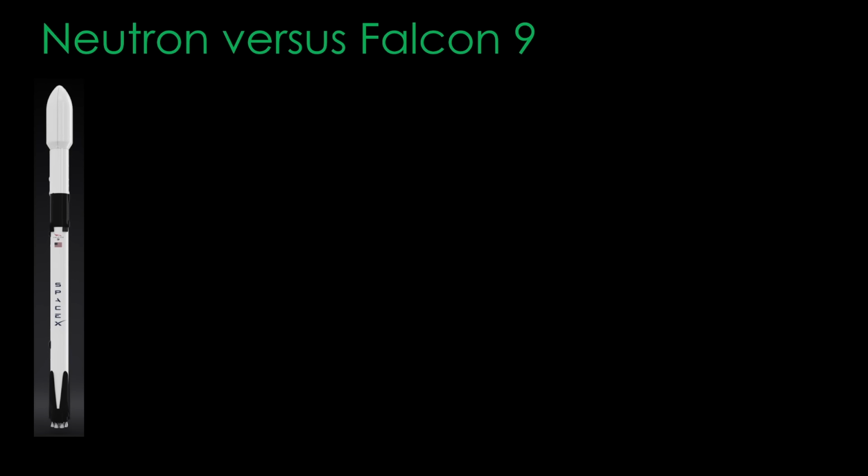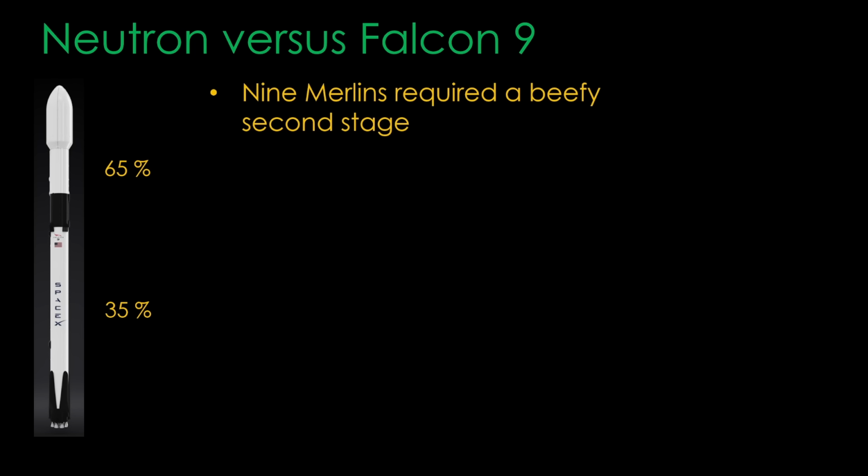Falcon 9 has a beefy second stage and a relatively weak booster, with roughly 65% of the work to get to orbit done by the second stage and only about 35% done by the booster. There were a few reasons for this. The first is that 9 Merlin rocket engines was already silly in rocket terms, so to get the payload performance they needed, they would need a beefy second stage.